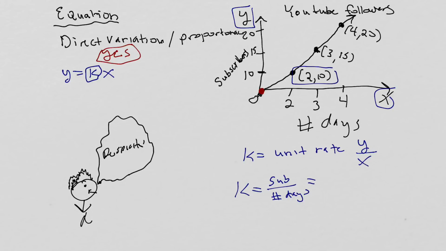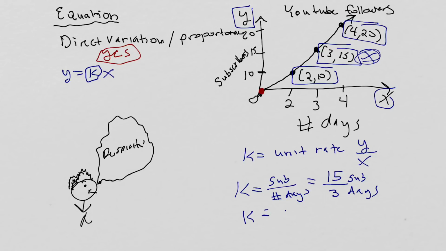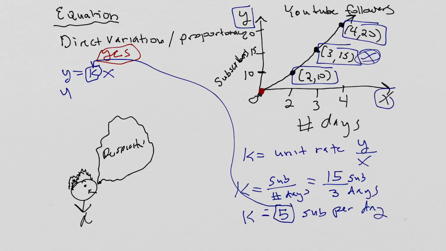Now, to figure that out, we can use any of these points, because this is a proportional relationship. When we divide our subscribers by the number of days, we're going to get the same answer anyway. So I'll pick this one right here. Let's say the number of subscribers here is 15 subscribers in 3 days. And if I divide here, k is going to equal 5 subscribers per day. So every day I get 5 new subscribers. All right, so I'm going to take this constant of proportionality and throw it right in here for k. So y is going to be equal to 5x. This is our equation that represents the number of subscribers we get based on the number of days.